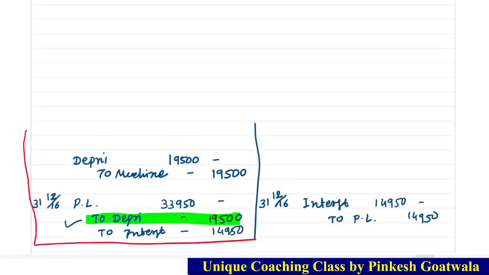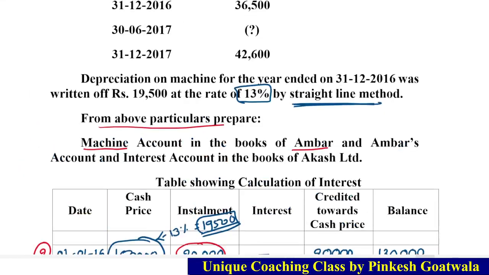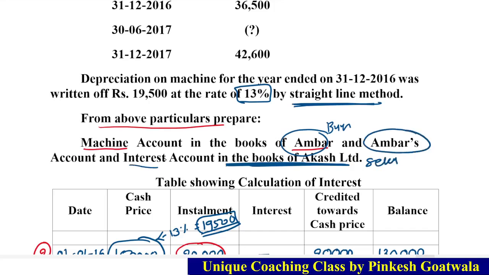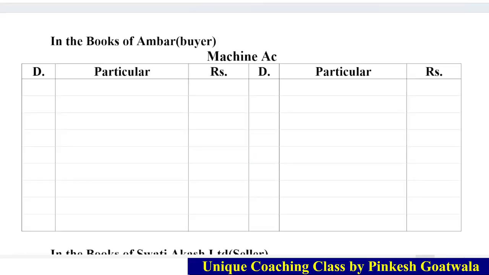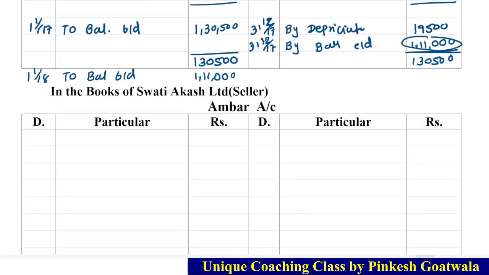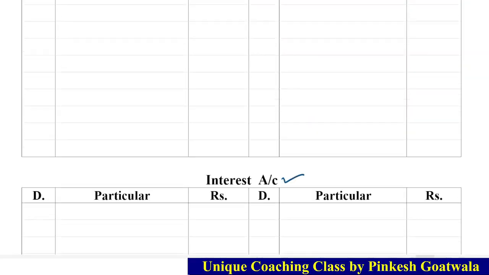So only one account, that is machine account, in the books of Amber, in the books of buyer. Now in the books of Akash, in the books of seller there are two accounts, Amber's and interest, and we know that in the seller's books only two accounts can be made, that is buyer and interest account. So here we have to prepare two accounts in the books of Akash, one Amber account and second interest account.